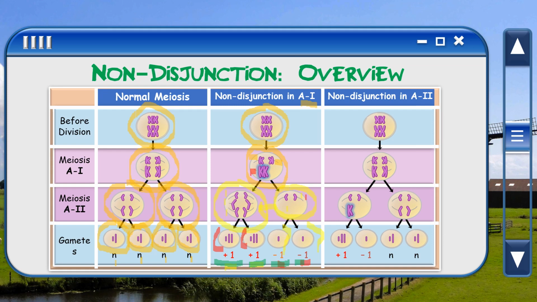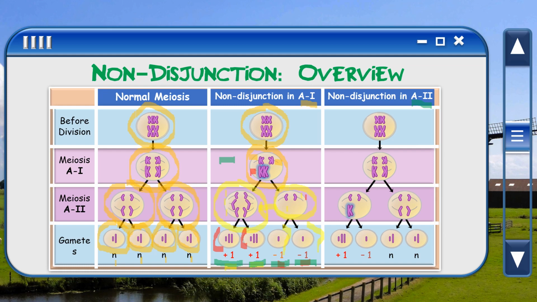And this one has been affected by having less by 1, because the non-disjunction here took place in anaphase 1. Now let us see another non-disjunction, when the non-disjunction occurs in anaphase 2.